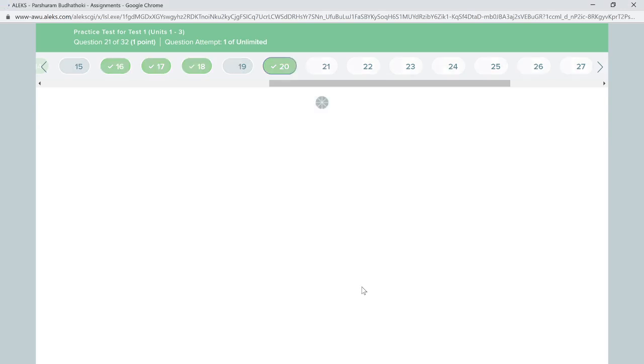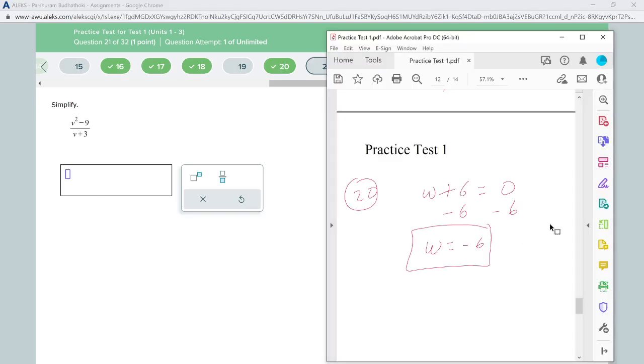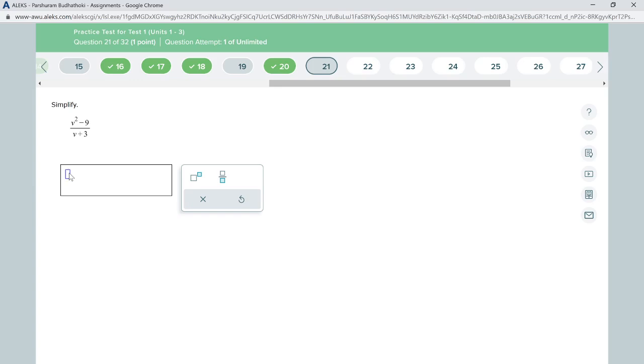Okay, let's go to the next problem. Simplify. For this type of expression, you have to find the factors on the top. In this case, it's v squared minus 9 over v plus 3. Remember, this is the difference of squares. v squared minus 9 can be written as v squared minus 3 squared. So the factors on the top are v plus 3 and v minus 3. The factor on the bottom is v plus 3. You can cancel this common factor and the leftover is v minus 3. That would be your answer, v minus 3.